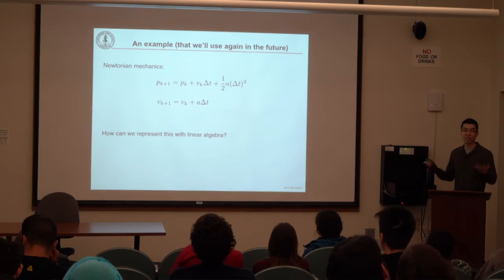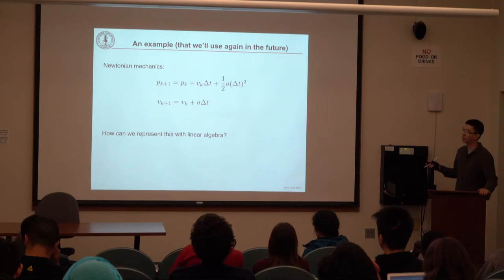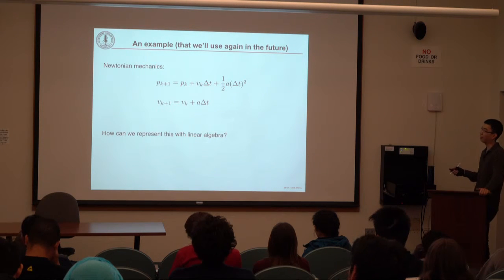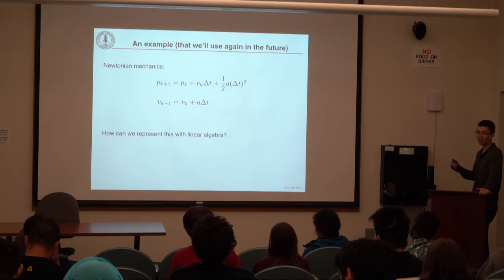And so we'll just do an example because, one, this example will be useful again in the future when we look at Kalman filters. But also just to make it very clear how we model, for example, a kinematic update equation. From high school physics, we know that we have Newtonian mechanics, and these are two equations that you probably used hundreds of times in high school physics.